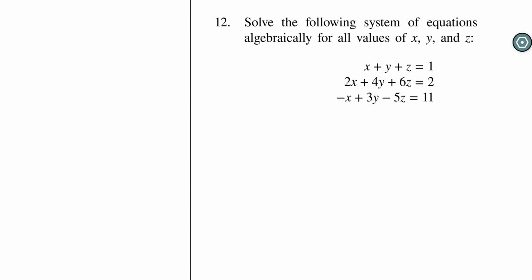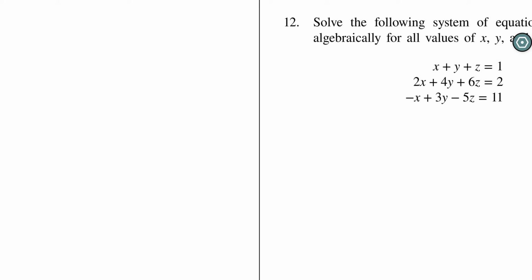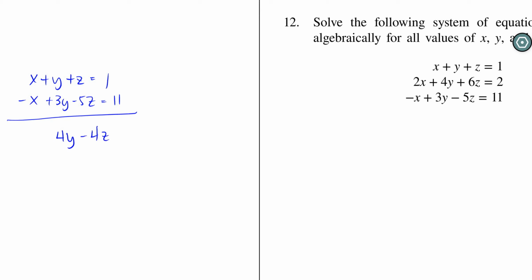The last one, you have to figure out something to multiply so that the variables all cancel out. I'm going to start by trying to get rid of the x's. So if I multiply the first and last equations together, I get x plus y plus z equals 1, negative x plus 3y minus 5z equals 11. So that's going to give me 4y minus 4z equals 12.